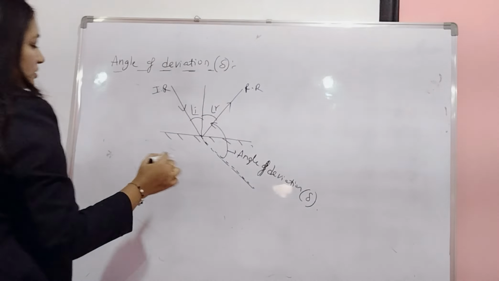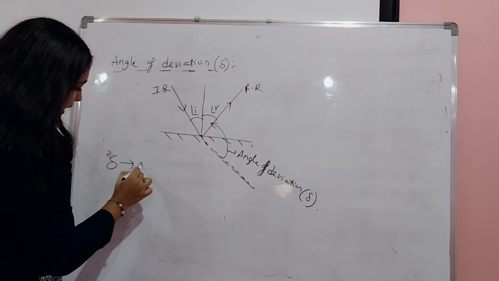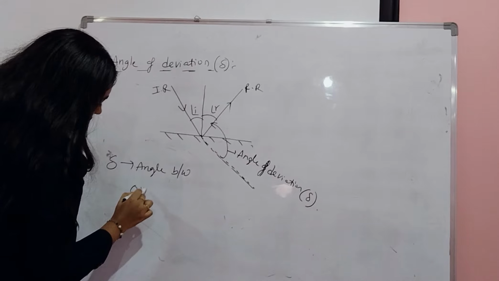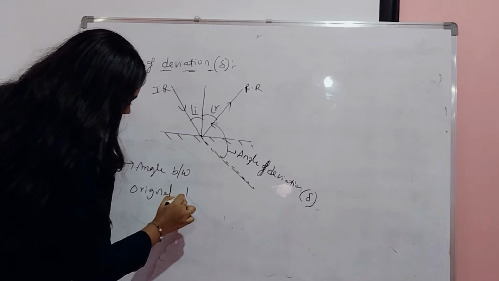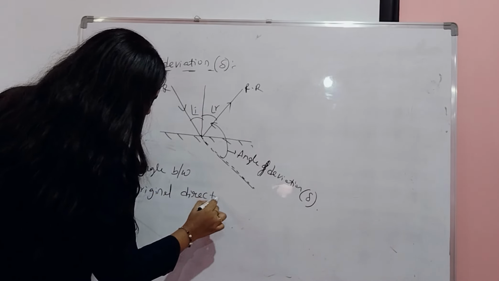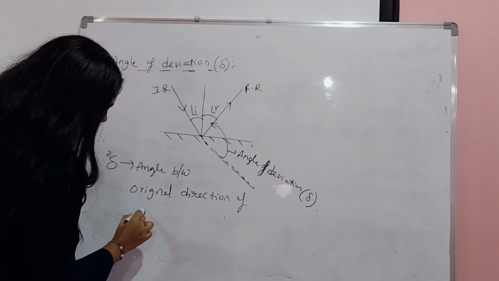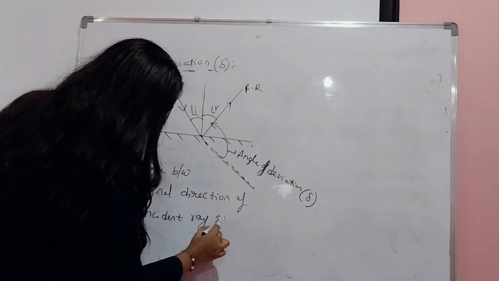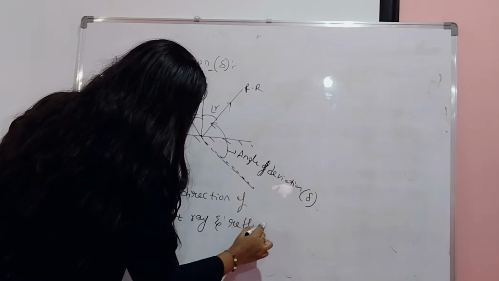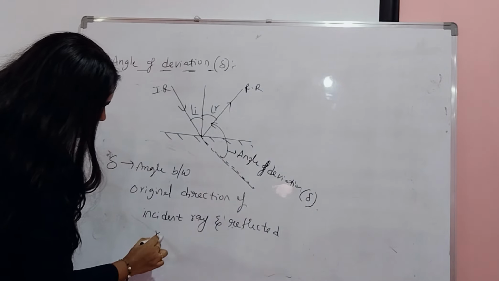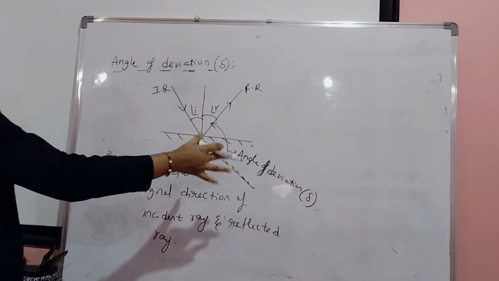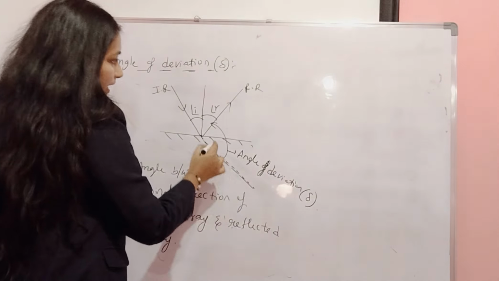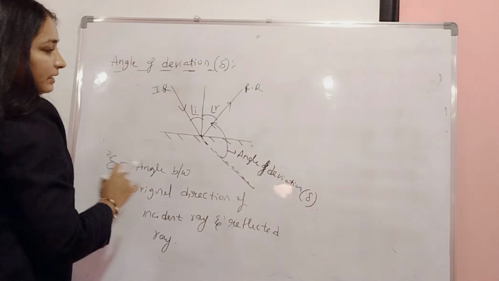Is it clear? So what is the angle of deviation? The angle between the original direction of the incident ray and the reflected ray. Is it clear? So what is delta? The angle between the original direction of the incident ray and the reflected ray. This is the angle of deviation.